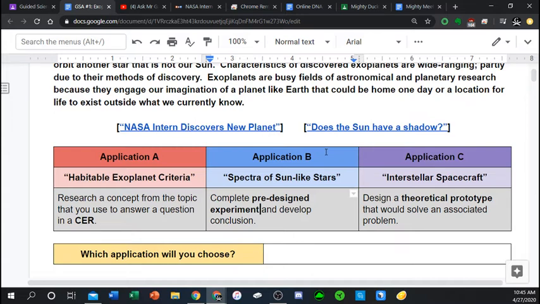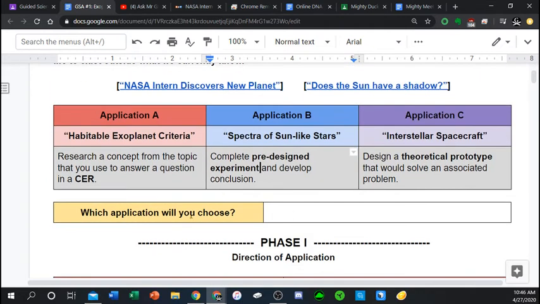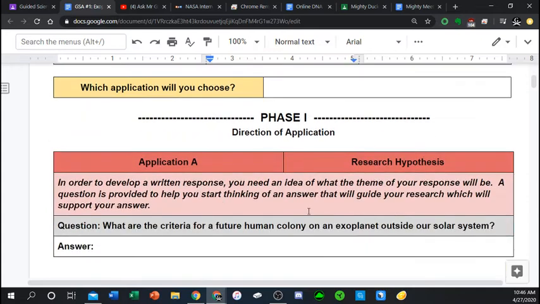All right. So application A is a CER, criteria of a habitable exoplanet. B is an experiment, but you need the materials to look at light. And then C is blueprinting a theoretical or hypothetical interstellar spacecraft. And then you choose. But don't choose yet. Wait a second. All right. I already answered that question, Ryan. I'll get to that at the end.